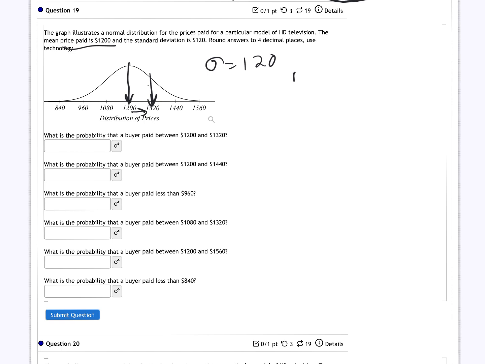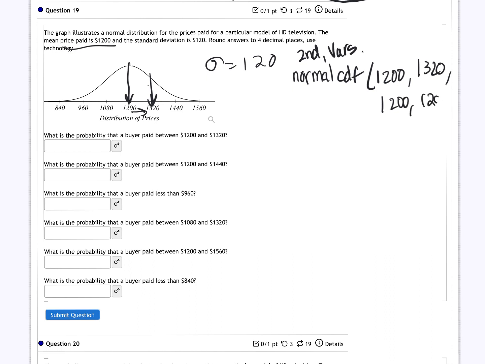And again, if I hit normal CDF on my calculator, so second VARS, normal CDF, and then put in my two cutoffs, my lower limit at 1,200, my upper limit at 1320, my mean at 1,200, and my standard deviation of 120. Hit enter, and it's going to give me that 34%.